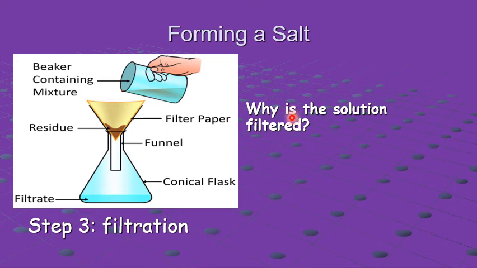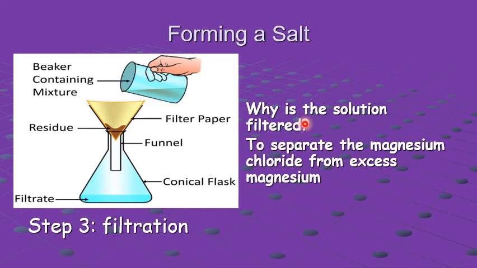The next step is the solution is going to be filtered. All right, filtration is our next step. Why is the solution filtered? So the solution is going to be filtered to separate the magnesium chloride from the excess magnesium. And of course, recall the apparatuses that are used for filtration. You have your conical flask, you have your funnel, you have your filter funnel.